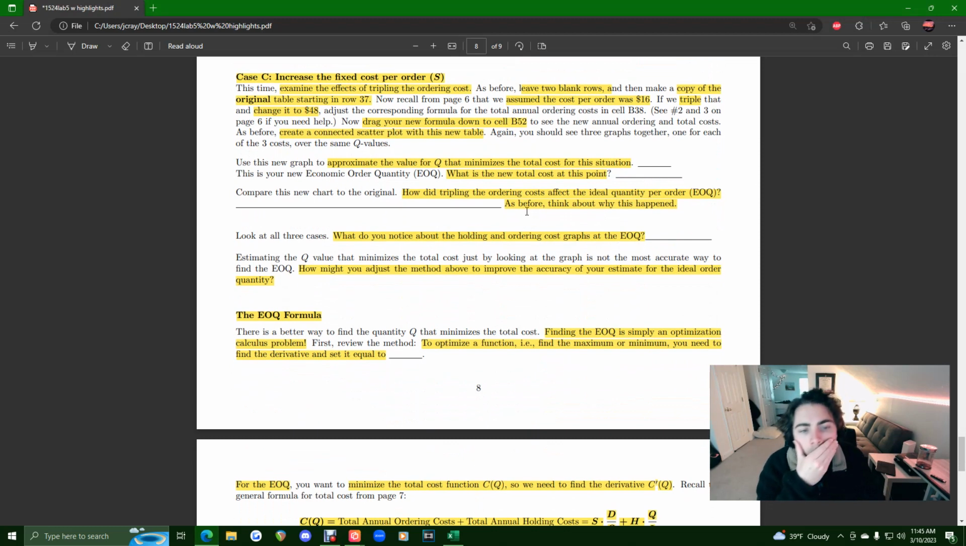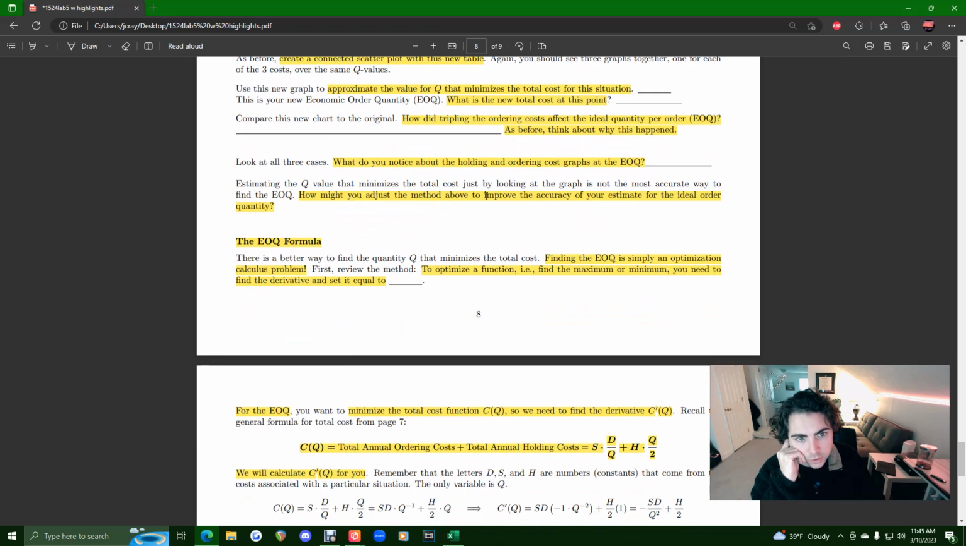All right. Look at all three cases. What do you notice about the holding and ordering costs at the EOQ? Okay, we've already addressed that. Holding and ordering costs intersect at the EOQ. They are equal to each other at the EOQ. Estimating the Q value, blah, blah, blah.